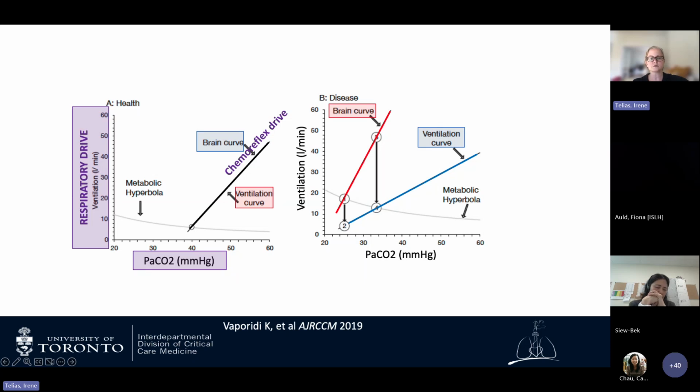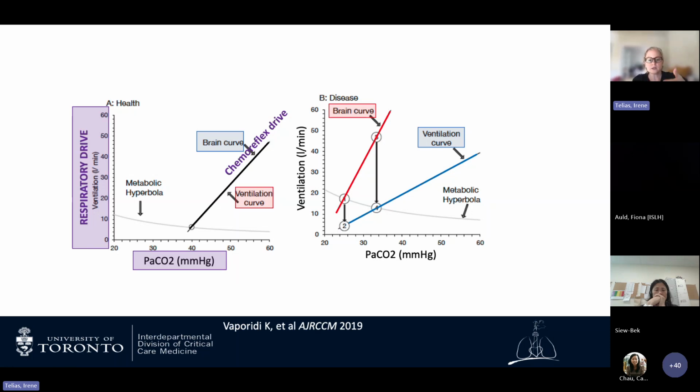So in the number one, for a certain CO2 level, in this case, let's say 25 millimeters of mercury, that brain wants, let's say, 20 liters per minute ventilation. But those respiratory muscles are unable to achieve that minute ventilation because they're weak. So what the patient is actually getting initially is, let's say, less than half, 5 liters per minute, okay? If you get less minute ventilation, your CO2 levels will rise, okay? So you go here. And for these higher CO2 levels, that brain will want even higher minute ventilation, okay?